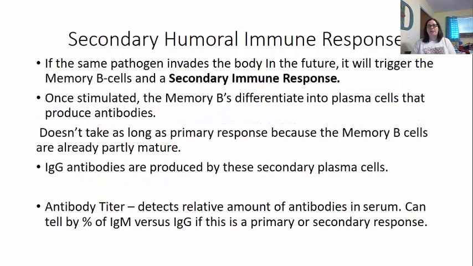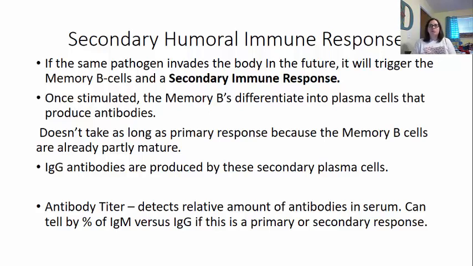So if the same pathogen decides to come in and try to invade you again in the future, it will trigger the memory cells. The memory cells are then going to trigger your secondary immune response. Once stimulated, the B memory cells will differentiate, some into plasma cells. These plasma cells will then begin the process again of producing antibodies. This doesn't take as long because the memory cell's already there, it's already partially matured, and so it allows it to create those antibodies a lot quicker than starting from scratch. This is going to produce IgG antibodies, and they're produced by the secondary plasma cells.